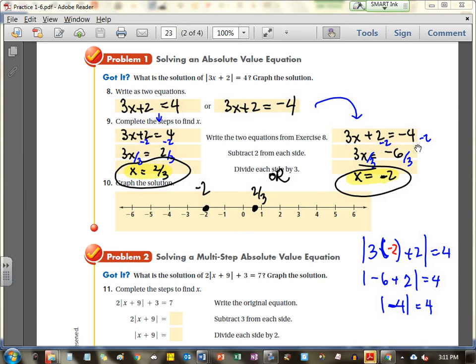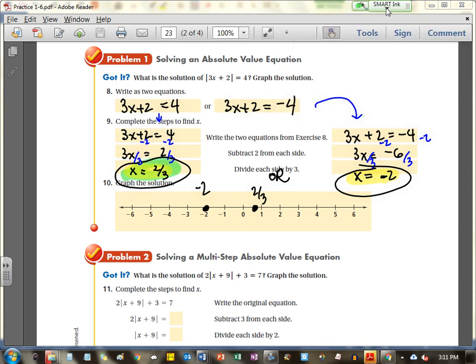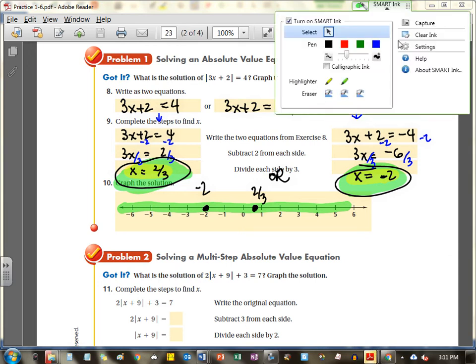Very exciting. Don't forget, we always try to draw a picture, not just answer. So this is our algebraic answer, and this is our graphical answer. We try to always draw. Okay, let's go to the next example.